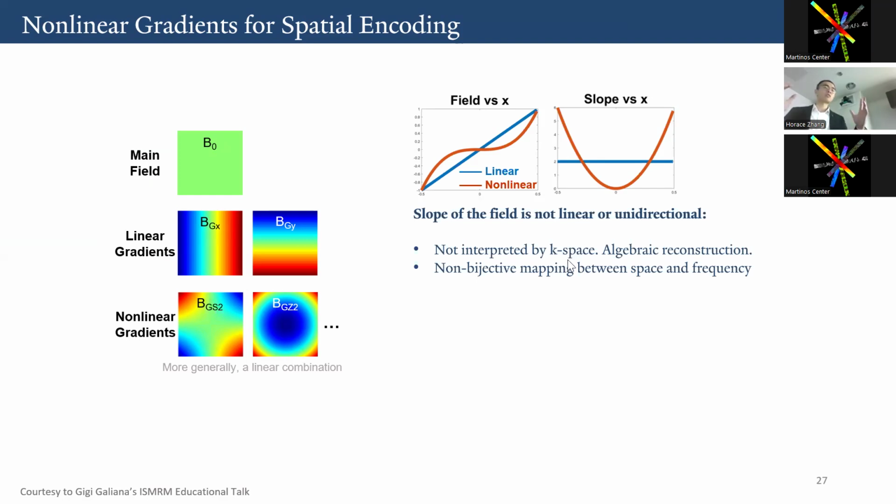We need to do the algebraic reconstruction, solving for Ax equals y. And there are ambiguous pixels because it's a non-bijective mapping between space and frequency. So you may want to ask, why do we still need it? Well, there are still some merits: tailored region of interest, varying spatial resolution, accelerated acquisition, and reduced PNS.